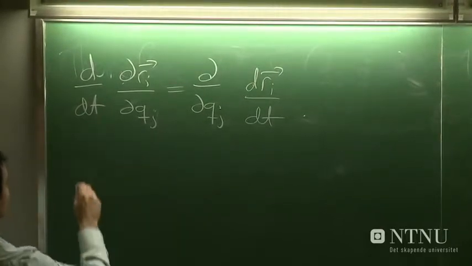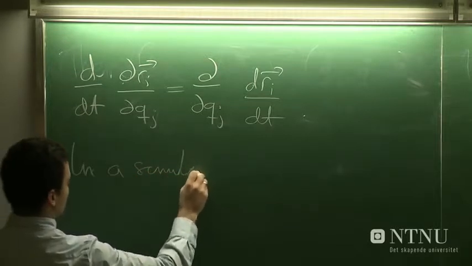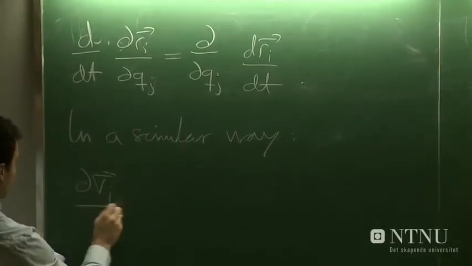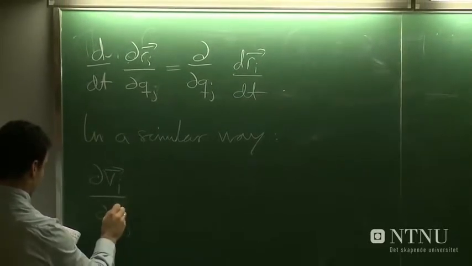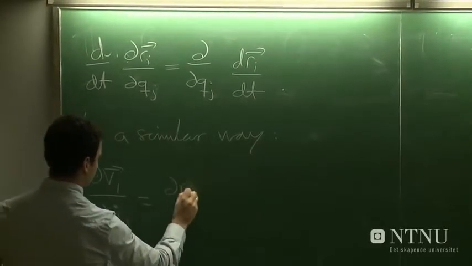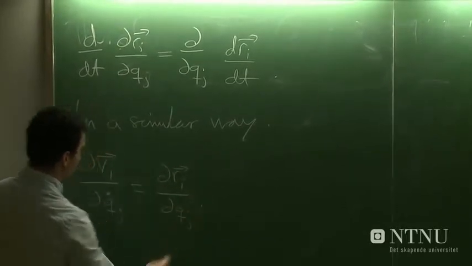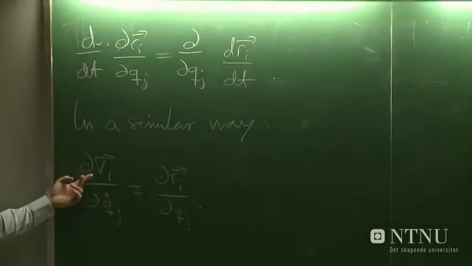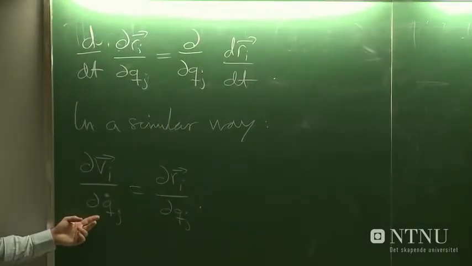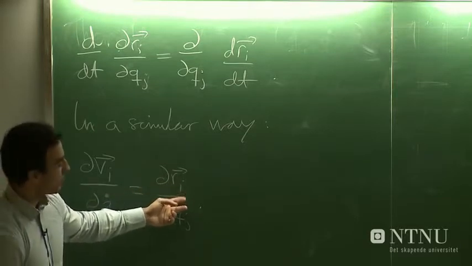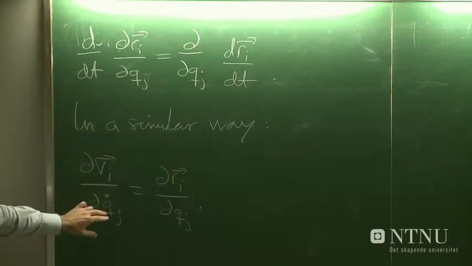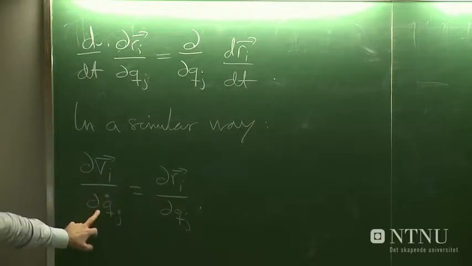And in a similar way, one can also show that this is allowed: that the partial derivative of the velocity with respect to the time derivative of q_j is equal to the partial derivative of the position with respect to q_j. So in a sense, the time derivatives here and here cancel. So you just get r and q instead of v and q dot. And this is also shown in the compendium. So we'll just make use of these properties.